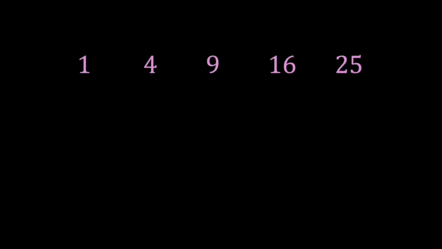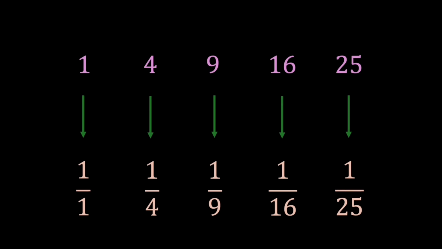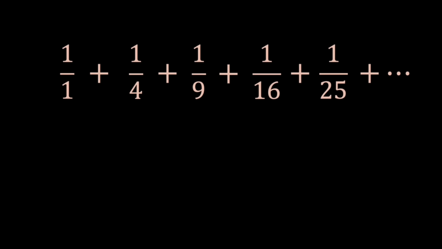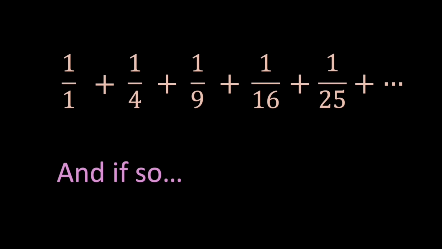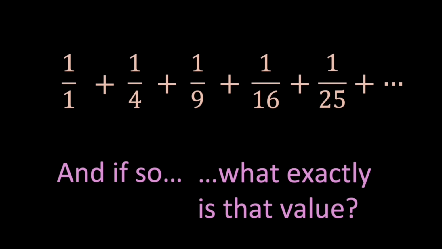What happens if you take the reciprocals of these square numbers and then add them all together? Not just a few of them, all of them. An infinite number. And then the natural question is, does this converge to a finite value? And if so, what exactly is that value? That was the mystery that required a solution.